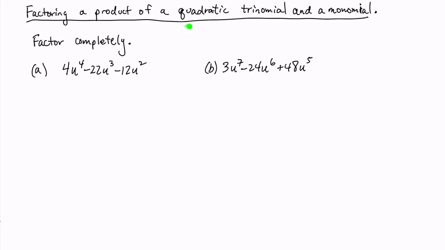Factoring a product of a quadratic trinomial and a monomial. We're going to factor these polynomial expressions completely. Our goal is to break these up into as many factors as possible. First rule in factoring a polynomial expression is look for the greatest common factor. The greatest common factor between these three terms is 2u squared.